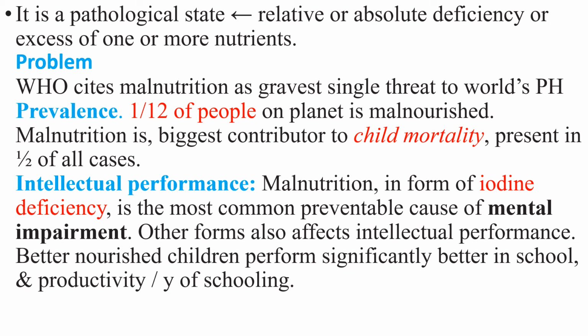Malnutrition is a pathological state due to relative or absolute deficiency or excess of one or more nutrients. WHO cites malnutrition as the gravest single threat to public health. One in every 12 people had it. Malnutrition is the biggest contributor to child mortality, present in half of all cases. Intellectual performance: malnutrition in the form of iodine deficiency is the most common preventable cause of mental impairment. Other forms also affect intellectual performance. Better nourished children perform significantly better in school and have higher productivity per year of schooling.